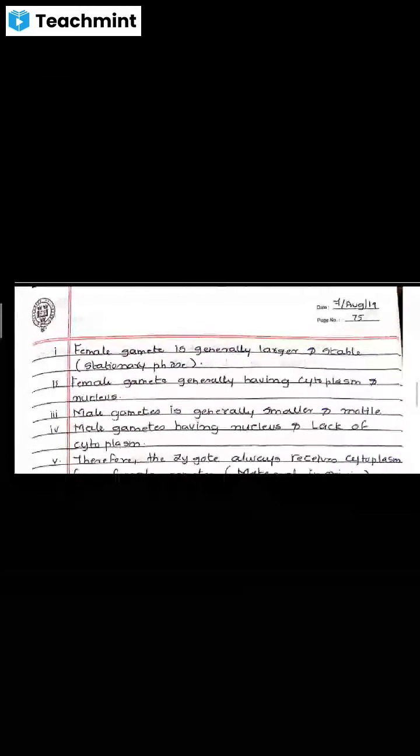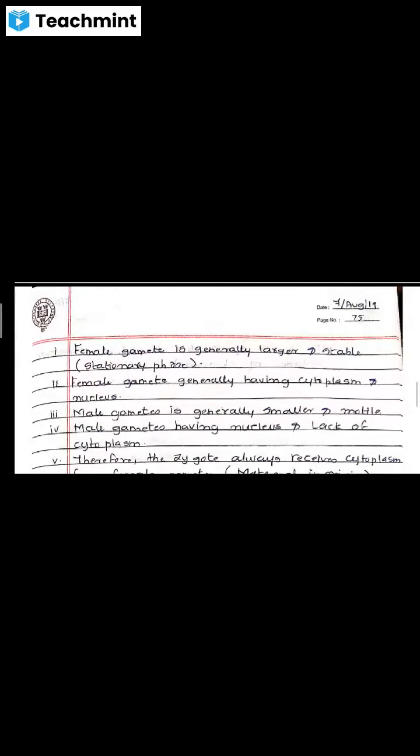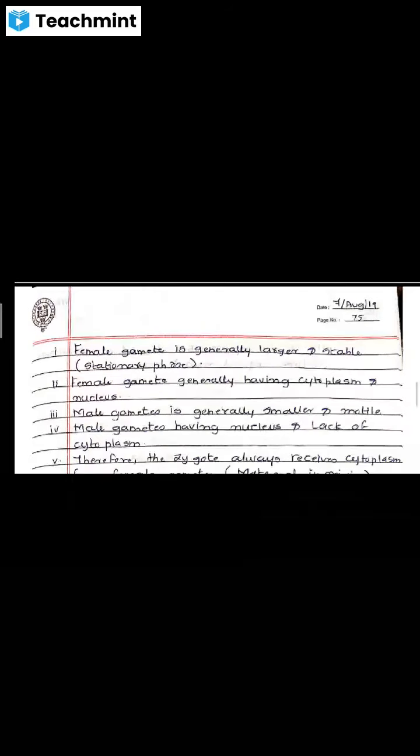So female gametes are generally larger in size, and they are stable. That means stationary. Female gametes generally have the cytoplasm and nucleus. Figure mein aapne dekha. Male gametes, comparatively, are smaller in size and they are motile. As you know, in any type of fertilization in plants and animals, the female gametes are stationary. They stay at one place, and the male gametes are movable, motile, they come in contact with the female gametes, and then the fertilization starts. So here the male gametes are comparatively smaller and motile.